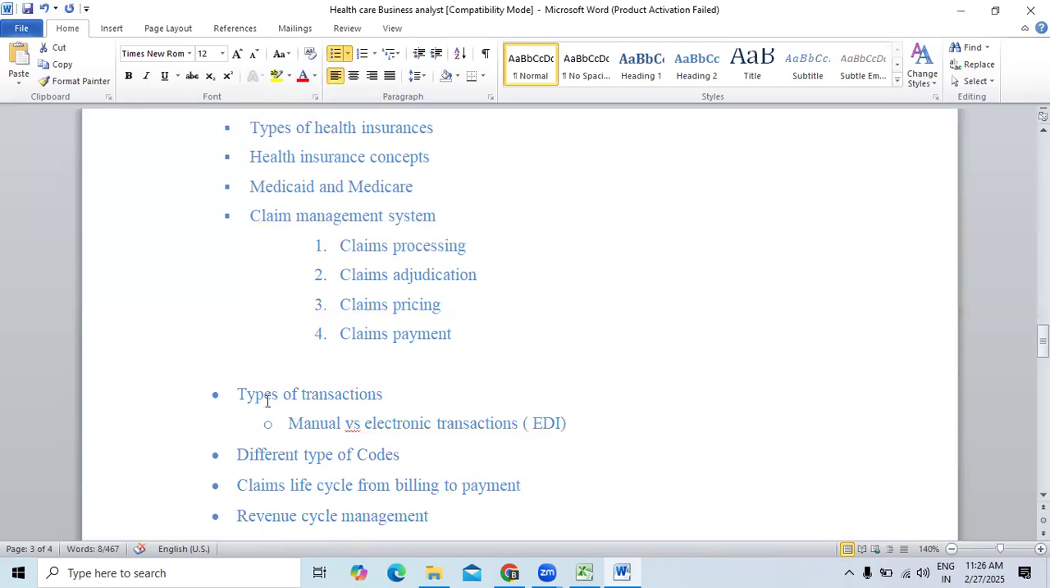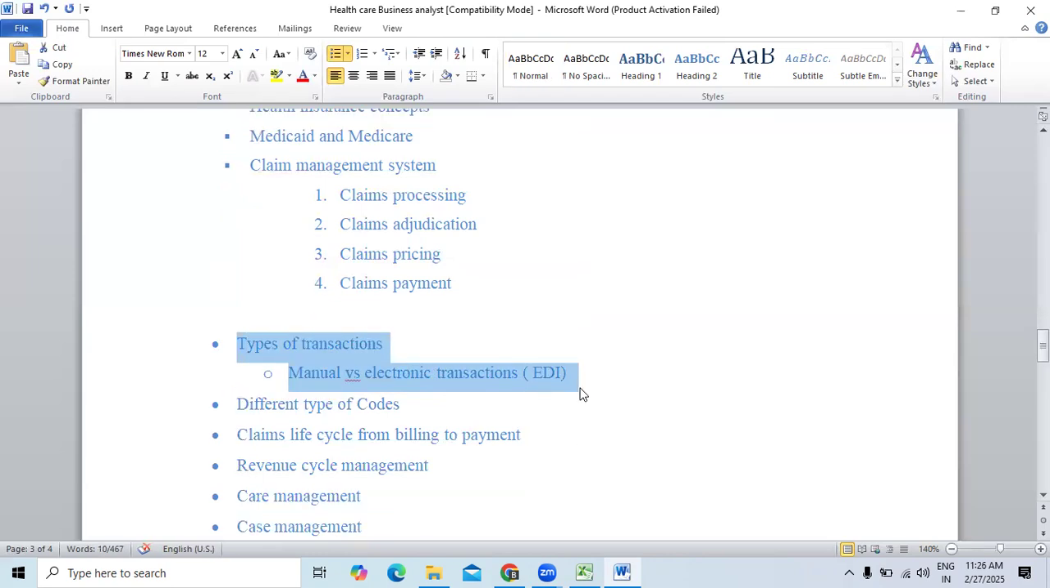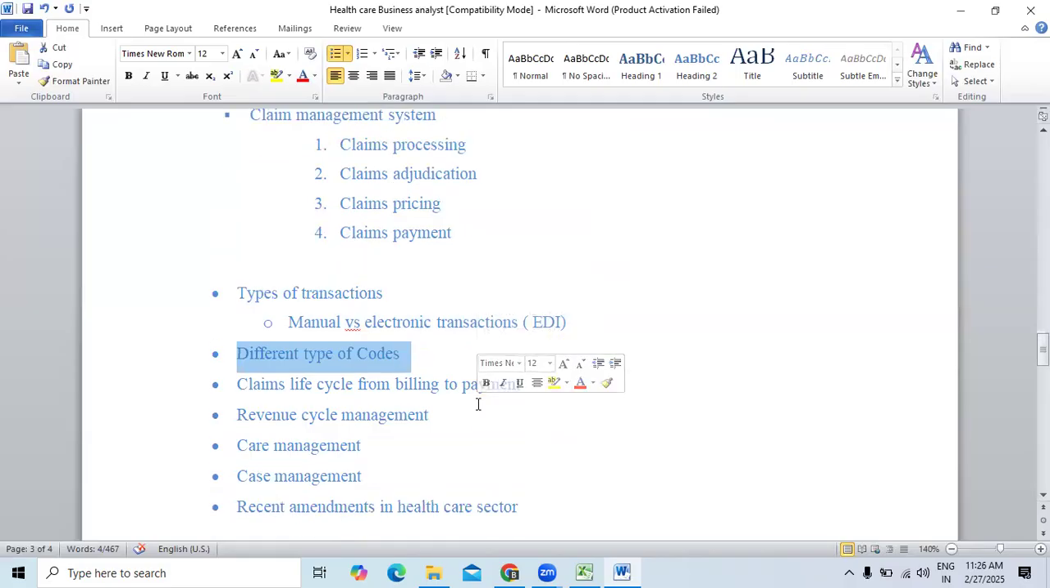Next, sometime back you asked me about EDI. So EDI transactions and what are the different codes we have? Because EDI 835, 837, 270, 271. There are different codes, so that we are going to discuss.